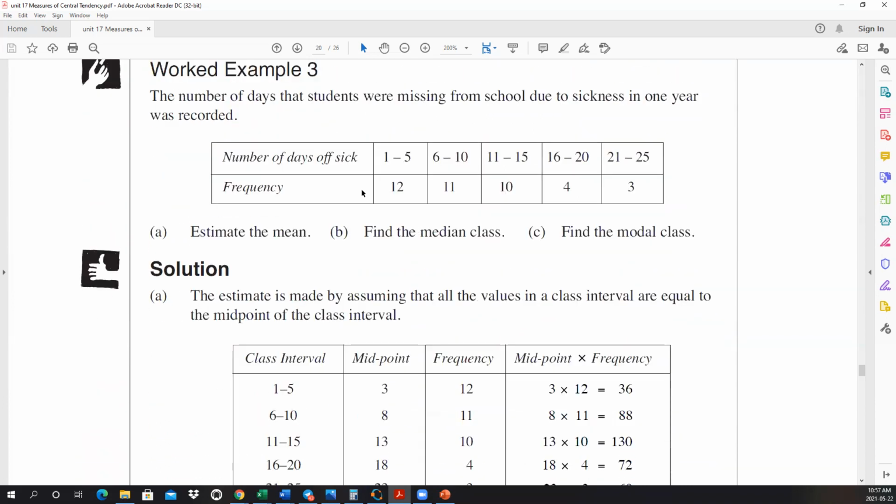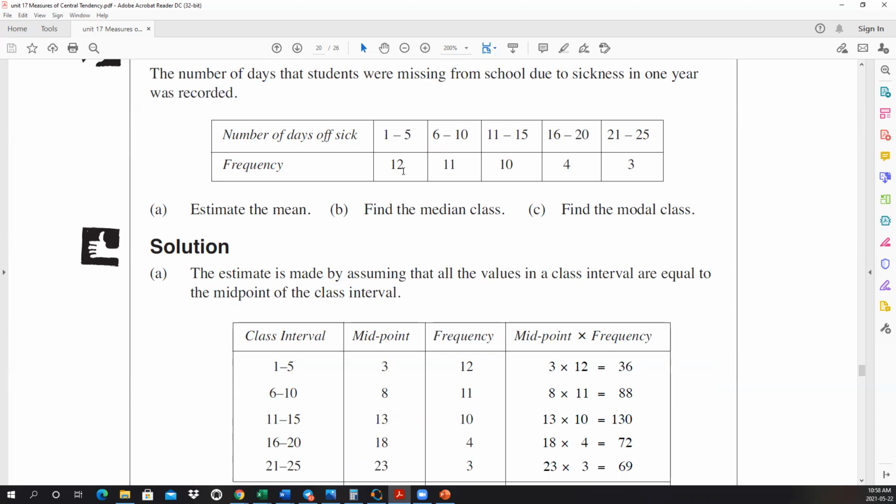So look at what they're actually saying in the example. The number of days that students were missing from school due to sickness in one year was recorded. Number of days sick: 1 to 5, 6 to 10, right? So these are discrete data points in the sense that you can't assume that you take half a day or three-quarters of a day off. You take the full day off, right? Again, same setup: estimate the mean, find the median class.